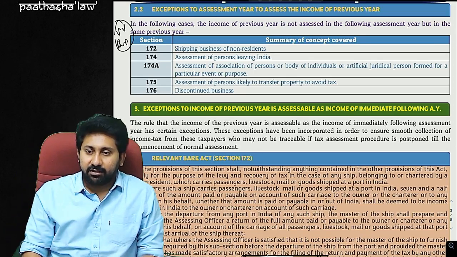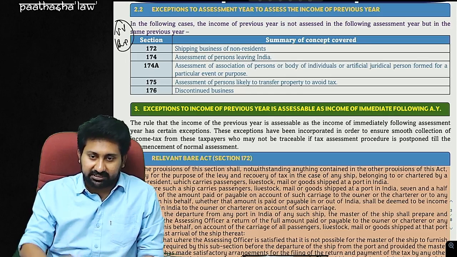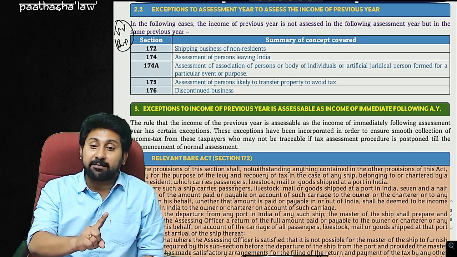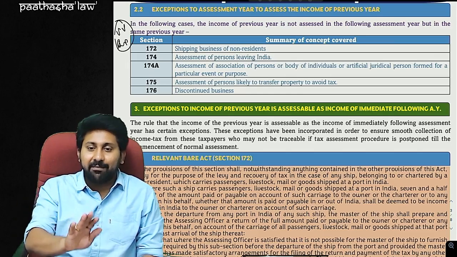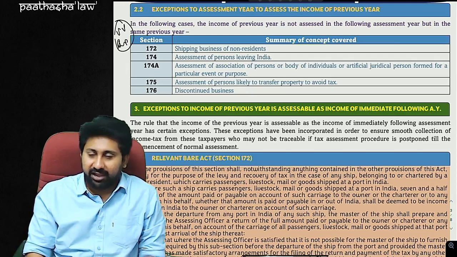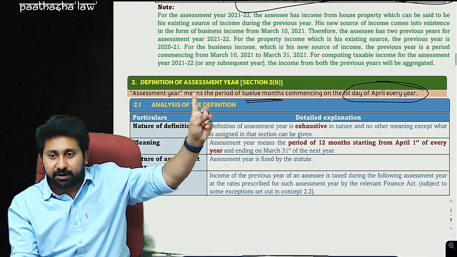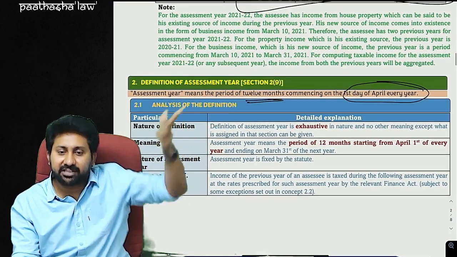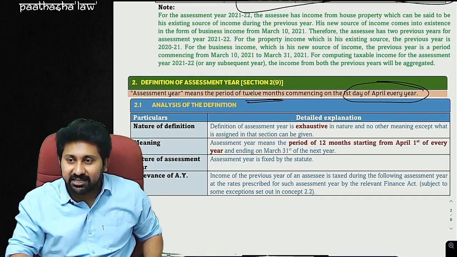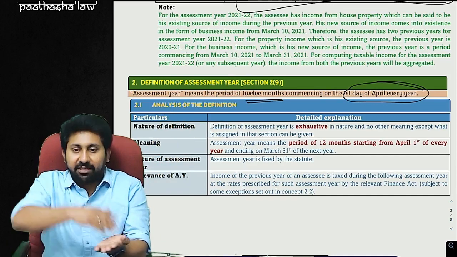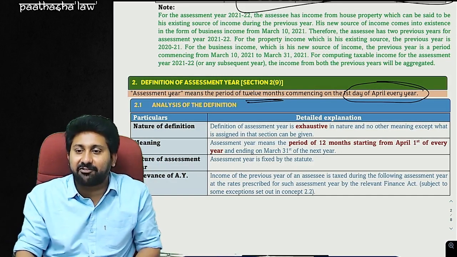Assessment year will be a period of 12 months starting from the 1st April. Means it will be a financial year again. Indirectly they said, assessment year means a period of 12 months commencing on the 1st day of April every year. How to understand this? Take 1st April first, from there take 12 months. Automatically it falls under a financial year.